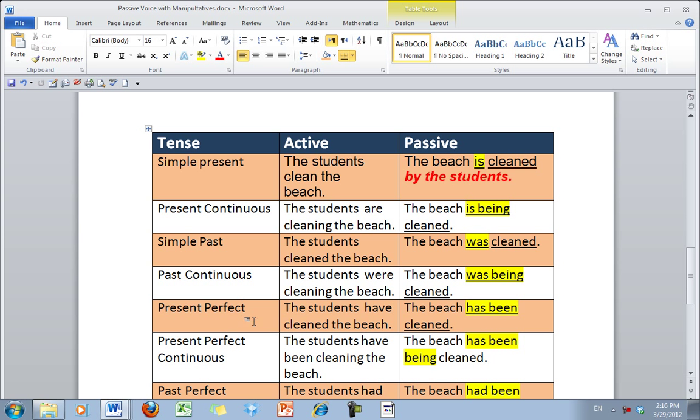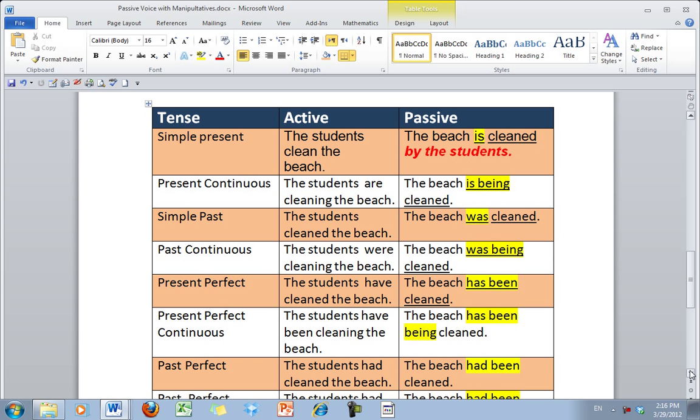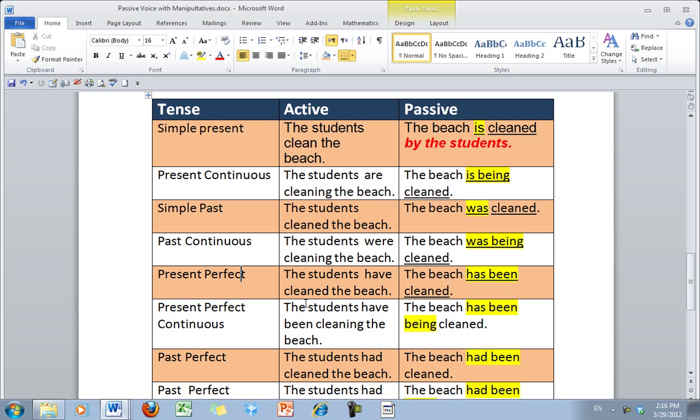Present perfect is also very common. For example, the students have cleaned the beach lately or recently. In other words, present perfect time frame. The students have cleaned the beach recently. If we turn that into passive voice, we say, the beach has been cleaned by the students lately. Or, of course, we can leave by the students out and say, the beach has been cleaned recently.